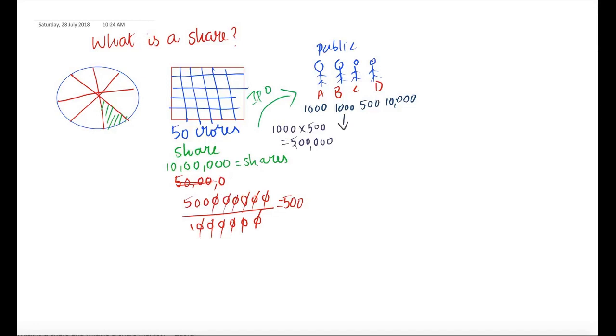Similarly, B would invest 5 lakh rupees by buying 1000 shares of that company. Similarly, C would invest 2,50,000 rupees by buying 500 shares of that company. Similarly, D would be investing 50 lakh rupees, which is very, very high in this company.